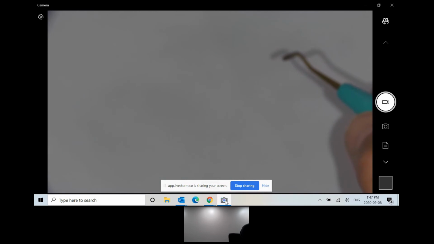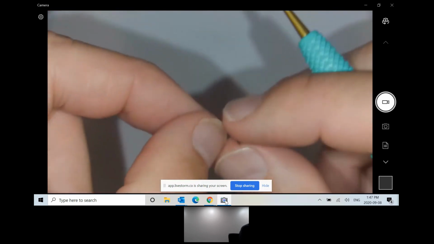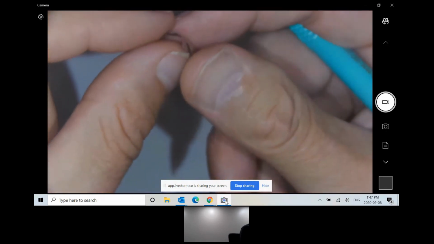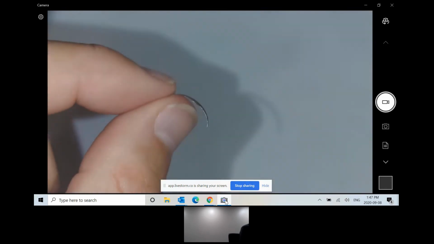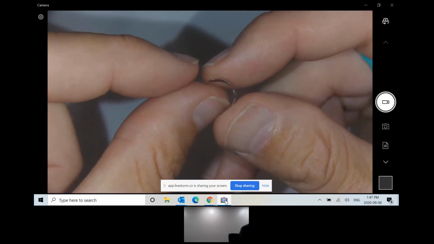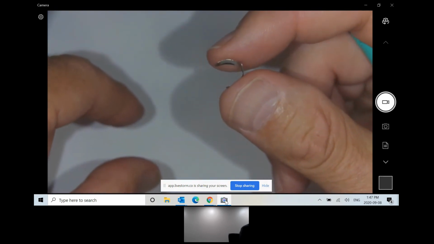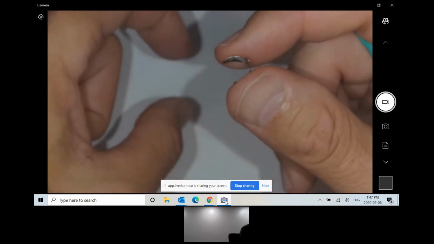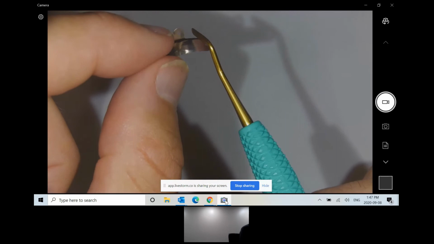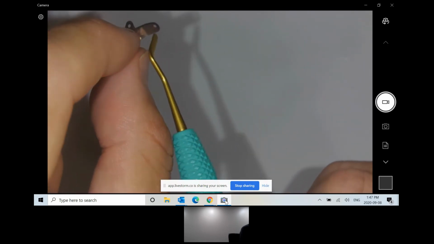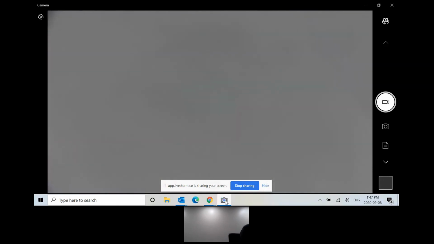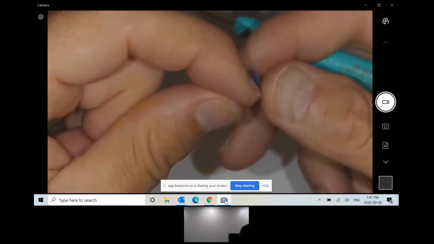Then in terms of the matrix bands, this is the palate end matrix band. Again, you can see it doesn't really hug the tooth very well. So many times during placement, you have to have somebody hold the band with their fingers so that you can seat the ring. And then the issue, not so much during placement, but certainly on removal, with these holes right at the edge, is the band tearing.